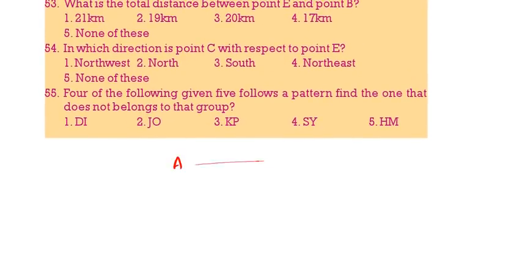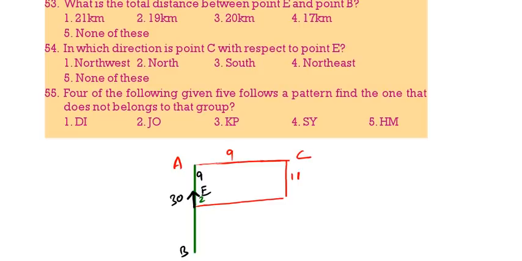See, this is the diagram we got. This is 9, this is 2. This totally is 30, this is B. Now come to the question. What is the total distance between E and B? Between E and B, how many meters?